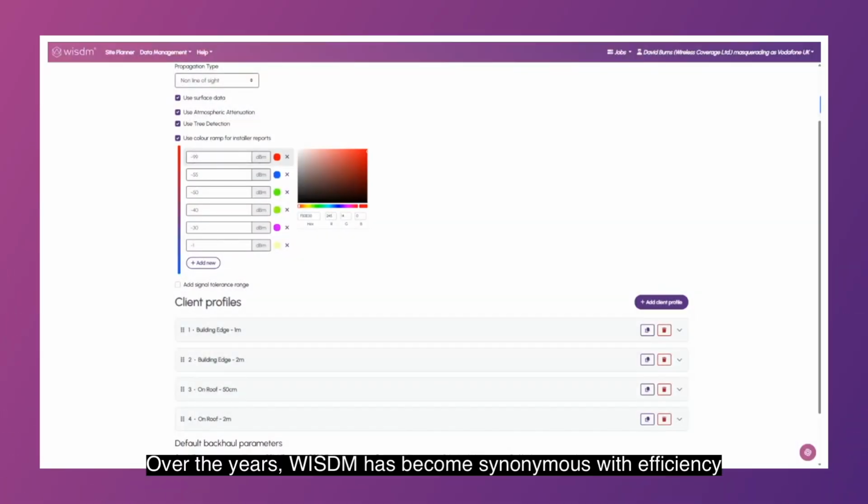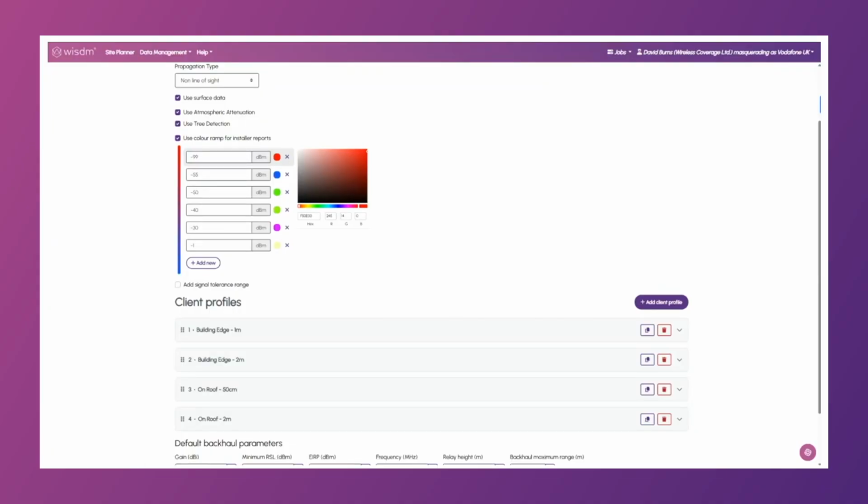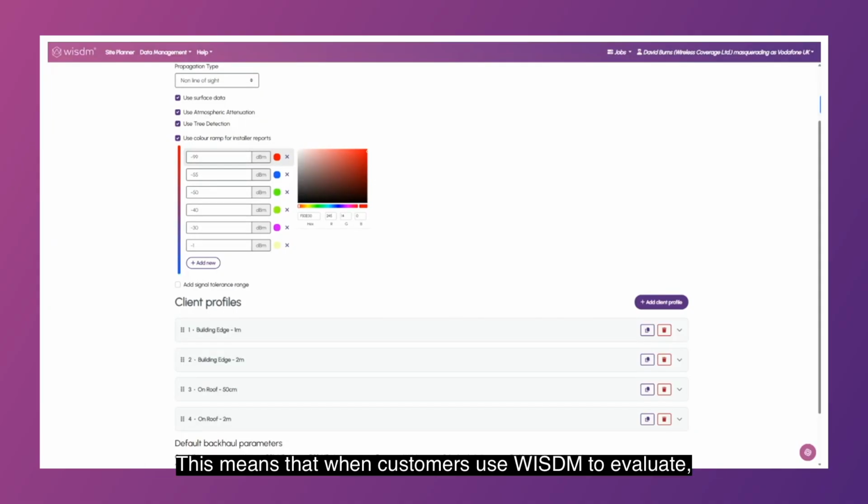Over the years, WISDM has become synonymous with efficiency and precision. This means that when customers use WISDM to evaluate if addresses are serviceable, they are getting the very best possible match using the very best possible data. Moreover, WISDM can also help them to operate efficiently. That's to say, use the lowest cost or the easiest installation method first of all, and if that doesn't work, then try a more complex or more expensive one.